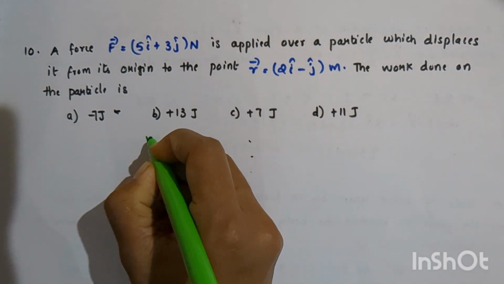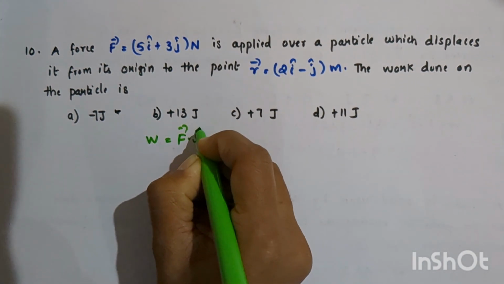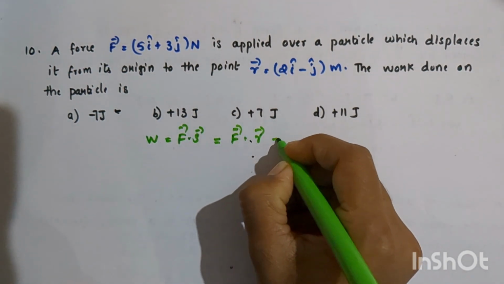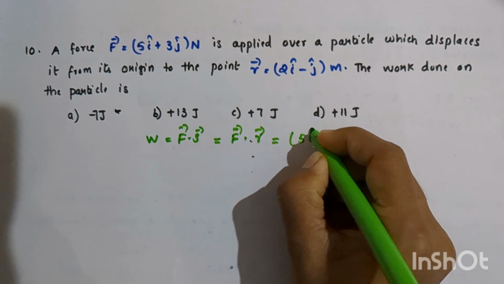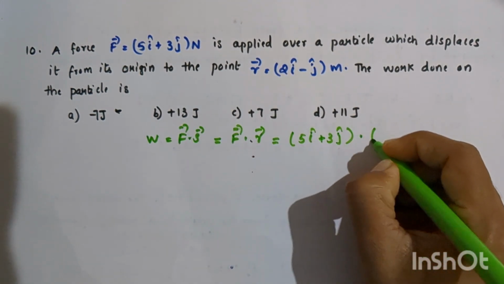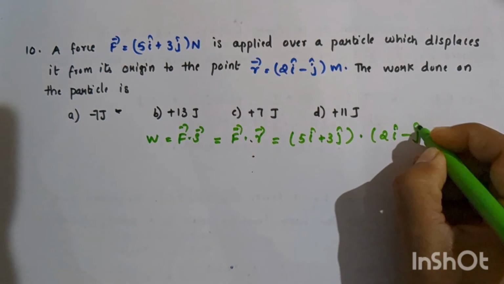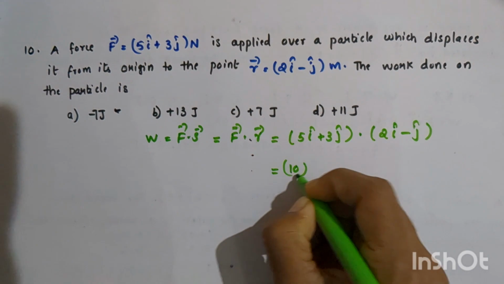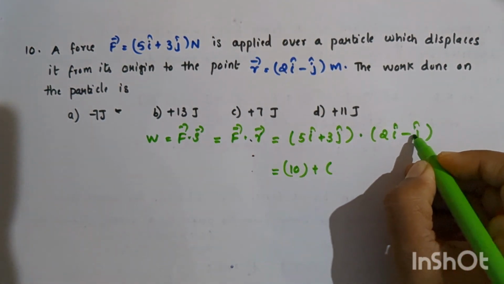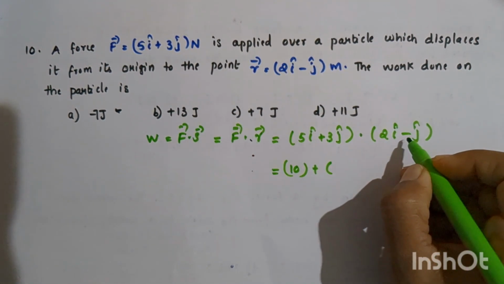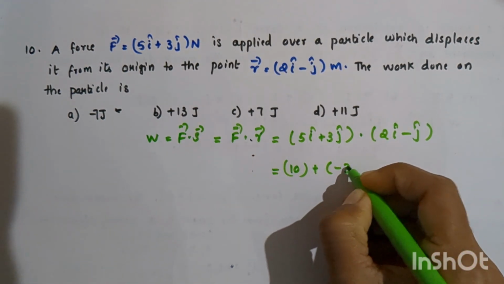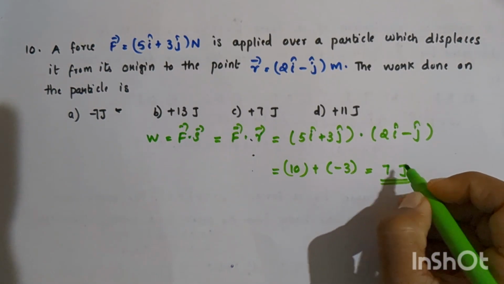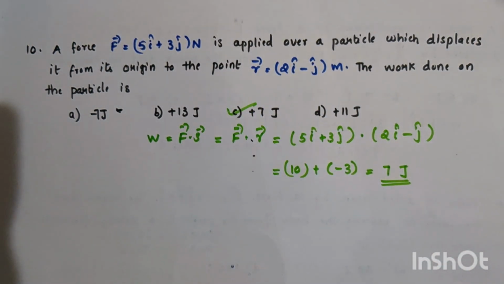So again we have work done is equal to vector F dot vector S. Here the displacement is given as vector r. So vector F dot vector r. Vector F is 5 i cap plus 3 j cap dot vector r is 2 i cap minus j cap. So when we take the dot product, 5 into 2, 10, plus 3 into minus 1, which is minus 3. 10 minus 3 is 7. It is the work done, so unit is joule. So plus 7 joule is the correct option.